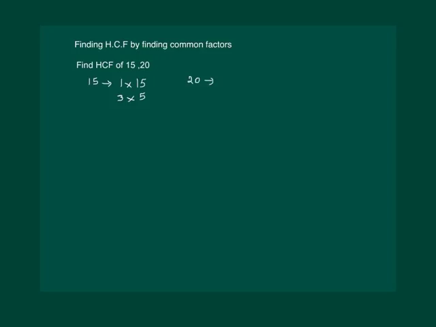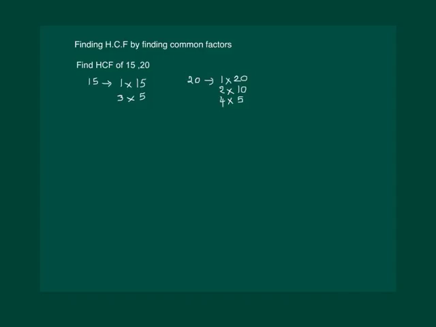Similarly, let us find the factors of 20. 1 into 20 will be 20. 2 into 10 will be 20. 3 is not a factor of 20, but 4 into 5 will give us 20. 5 into 4 gives us 20. So now the factors have started repeating and we stop here.